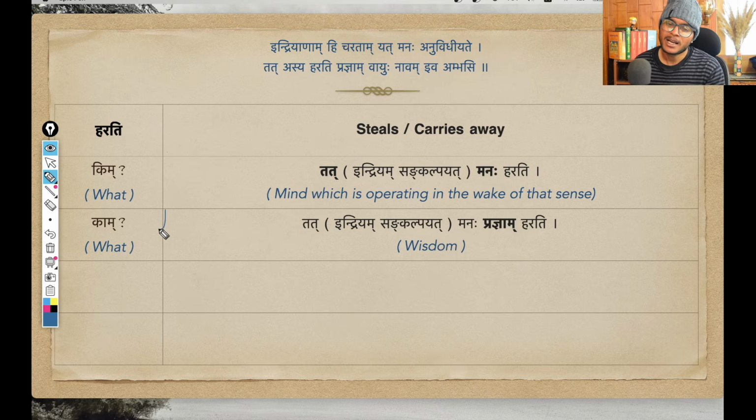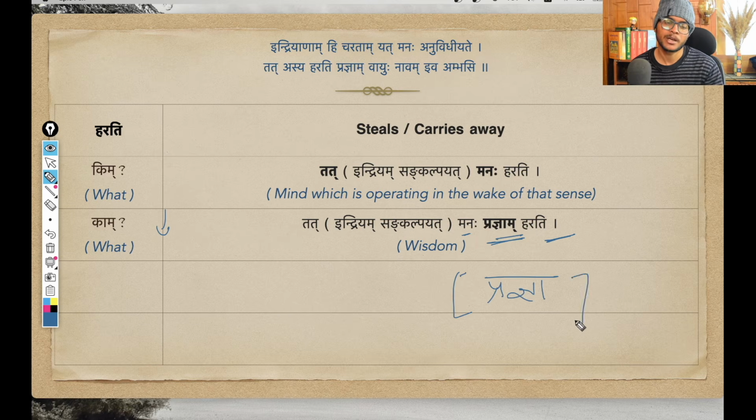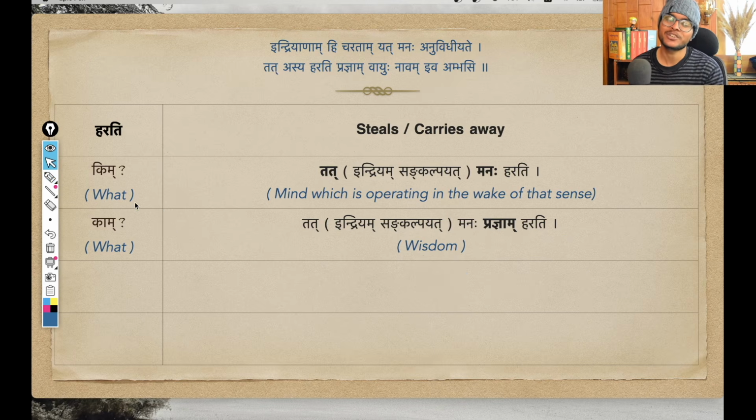And then Kam Harati, that such a mind carries away what? Such a manaha Prajñam Harati. Prajñam is coming from the Pratipadika Prajña. And Prajña means wisdom, discriminative intelligence. So the mind which is operating in the wake of that sense which is being followed, such a mind carries away the wisdom. Such a mind steals away the wisdom. Basically such a mind distracts you away from proper knowledge, from proper discernment.